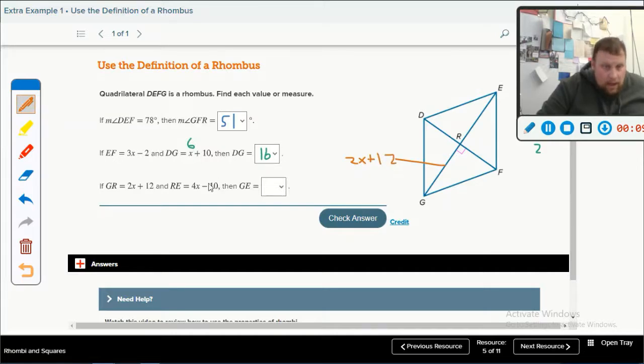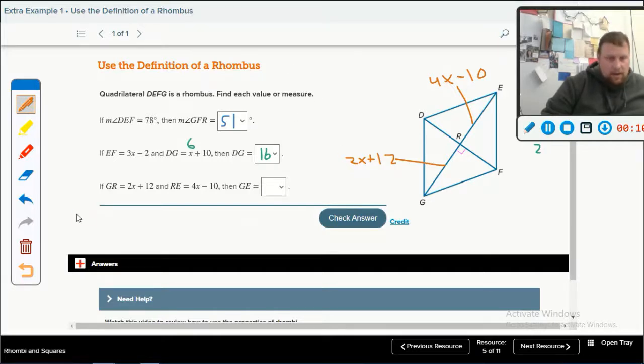Okay. And I know that RE, this line, is 4x minus 10. Well, I want to find what the whole GE is. If I want to find out what the whole GE is, I need to first solve for x. I can solve for one of these sides. They're both equal to each other, so I can just multiply that by 2 and find what the whole thing is. So let's set these equal to each other.